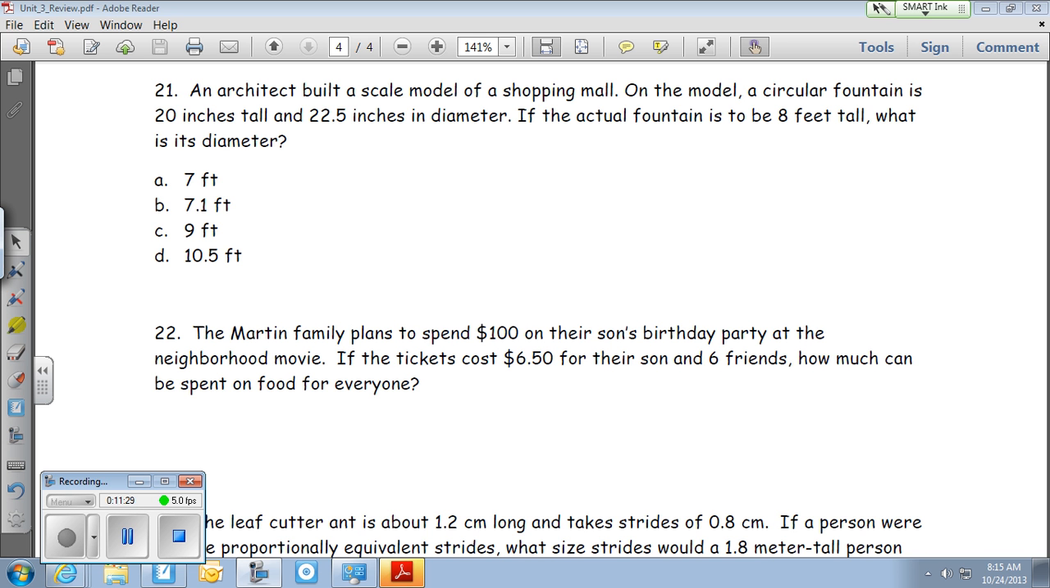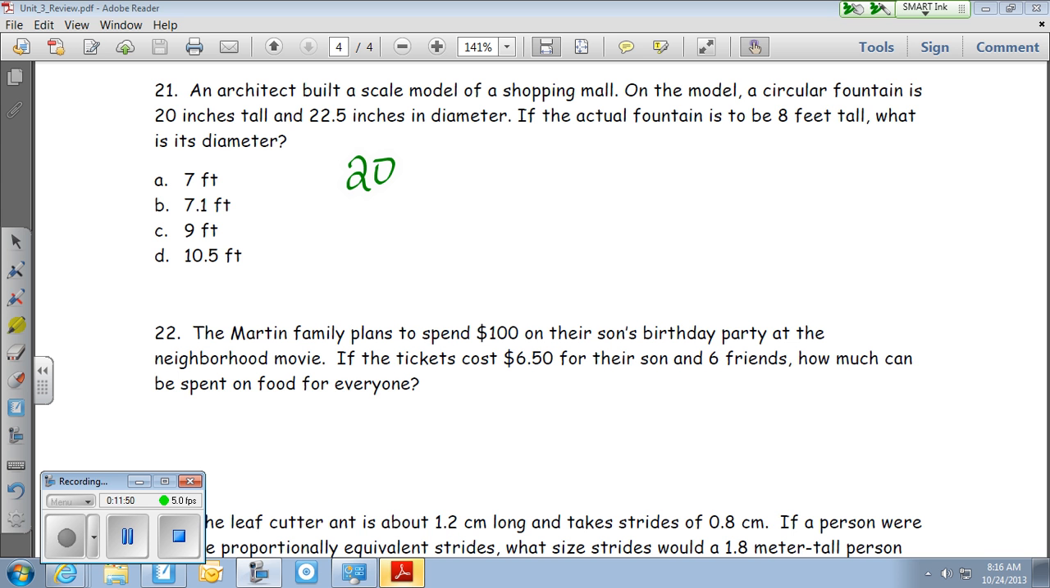Okay, number 21. An architect built a scale model of a shopping mall. On the model, a circular fountain is 20 inches tall and 22.5 inches in diameter. If the actual fountain is to be 8 feet tall, what's its diameter? This is a proportion problem, and I'm just going to set it up just as I'm reading it.